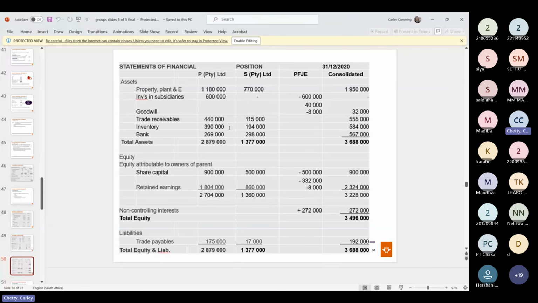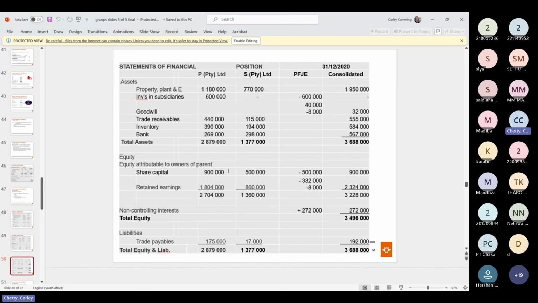Then we had inventory of 390,000 in P's books. And S had 194,000 in their books, and this gives us a consolidated inventory of 584,000. And for bank, P had 269,000, S had 298,000, and this gave us a consolidated figure for bank of 567,000. Then we have equity.